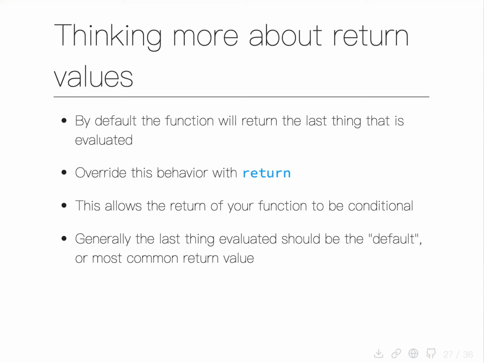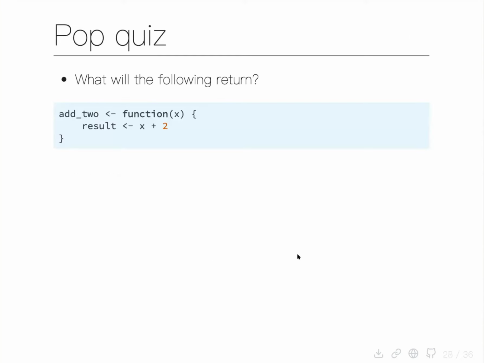All right, return values. By default, the function will always return the last thing that is evaluated. You can override this behavior with the return function. This is part of what you can do to allow your function to be conditional. So if something happens, then you're going to return some output. If something else happens, you'll return a different output. Generally, the last thing that's evaluated should be the default for your function, or the most common return value.